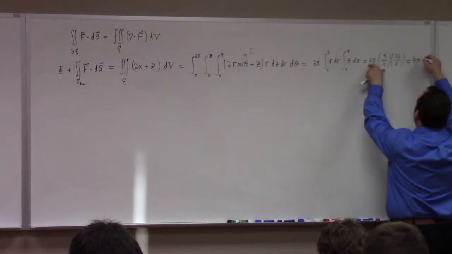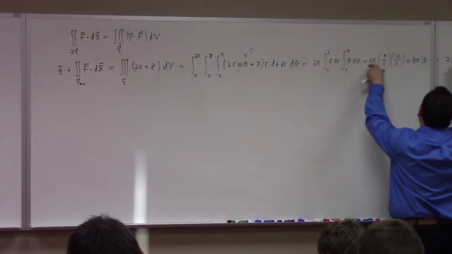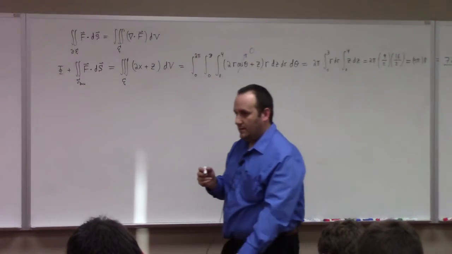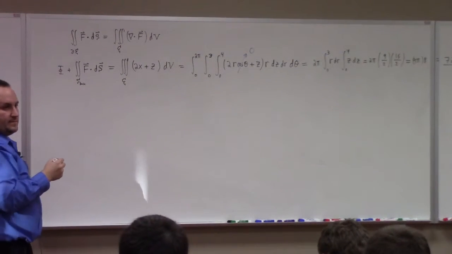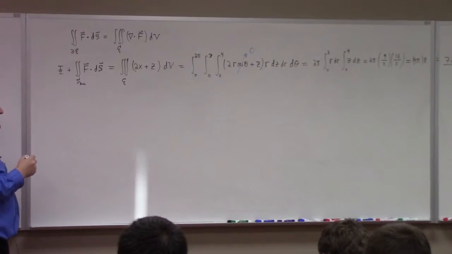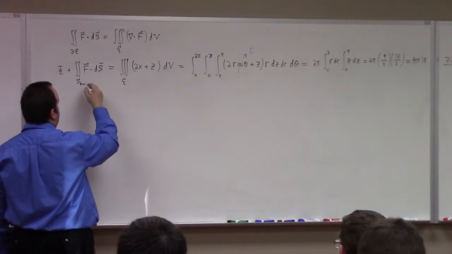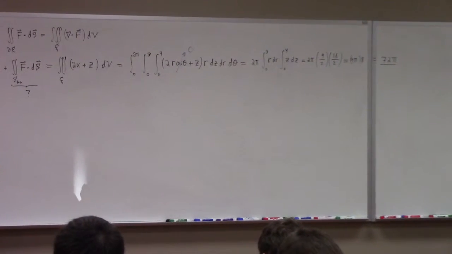Nine pi times 8, right? Also known as 72 pi. Now that's not what we're after, right? That's not what we're after. We're not done yet. We still have something to do. We need to calculate this piece, right? So how do we do that?